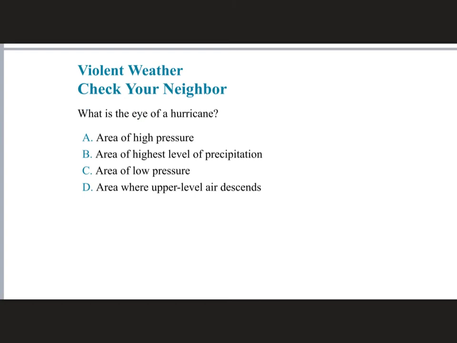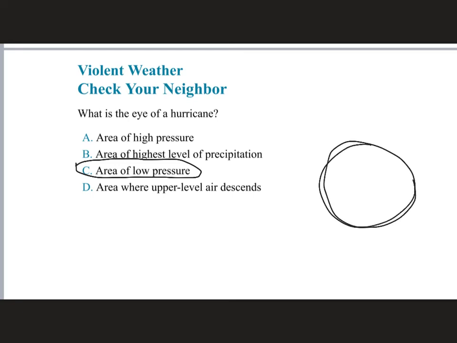So, what is the eye of a hurricane? The eye of a hurricane is an area of low pressure. Now, it generally occurs at the center of the hurricane. So if you have a hurricane which is swirling around, there's a region kind of in the middle where there's low pressure. The highest winds are out towards the edges, but when you're in the center of the hurricane, it's actually calm.